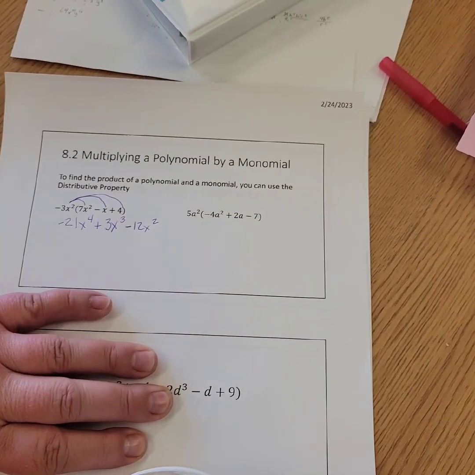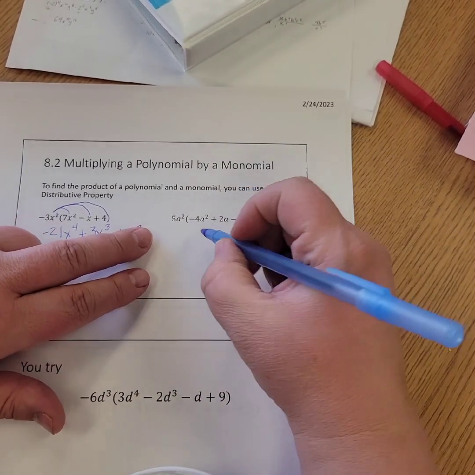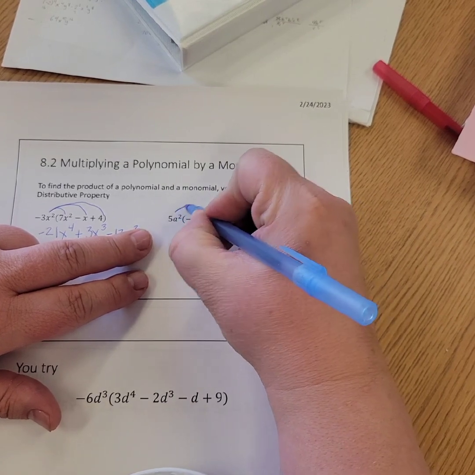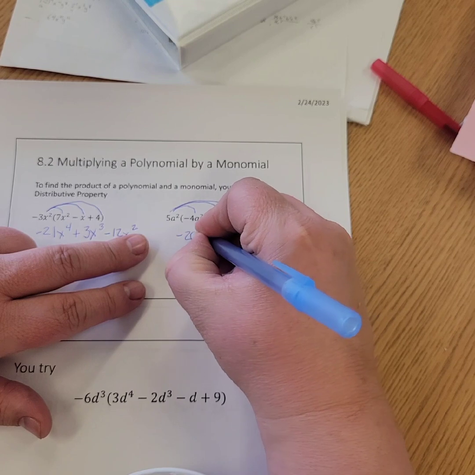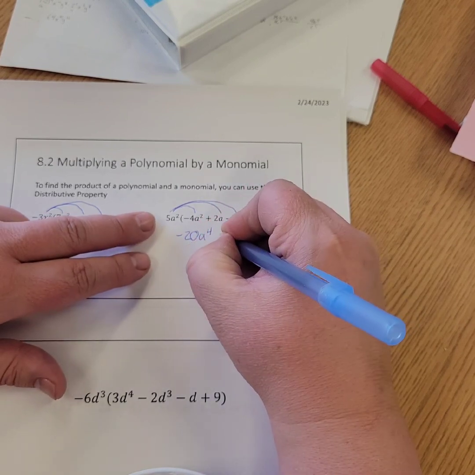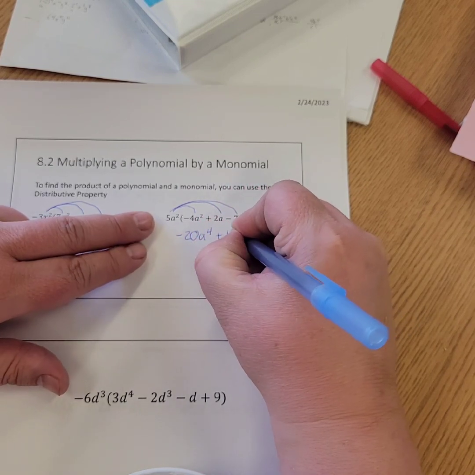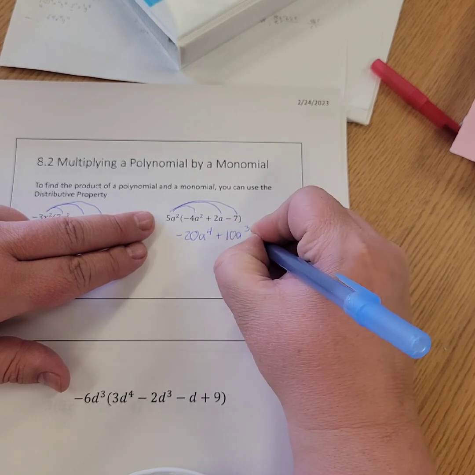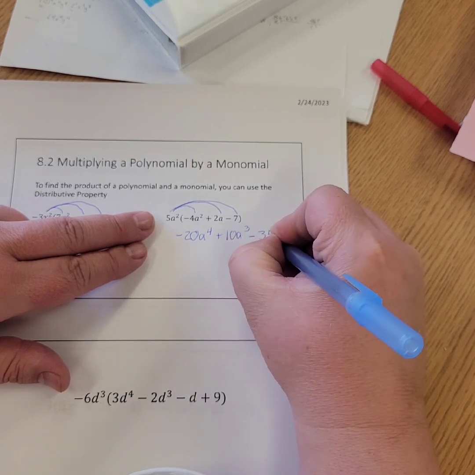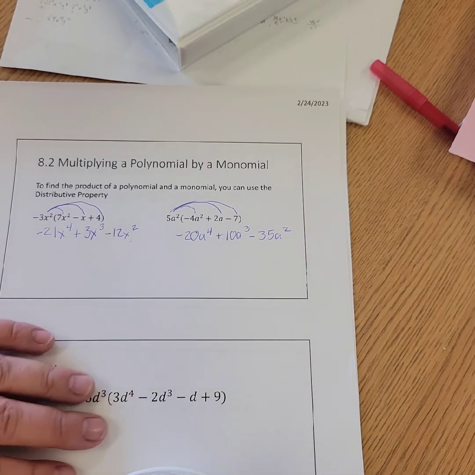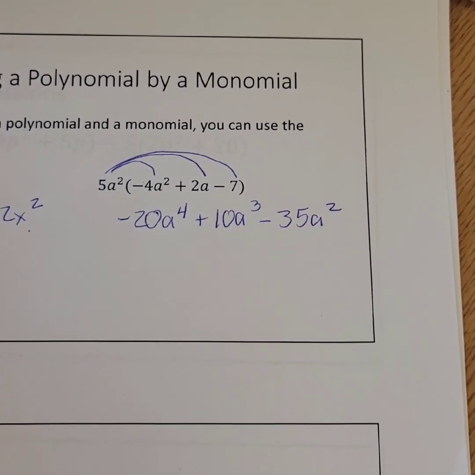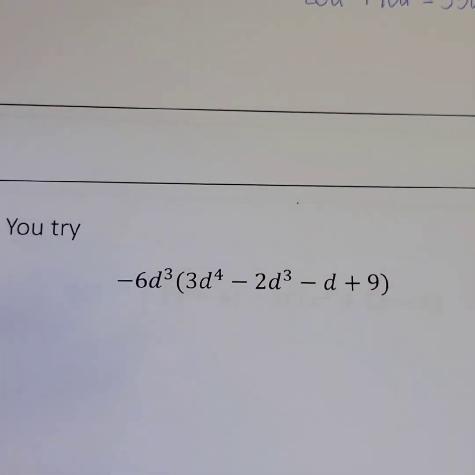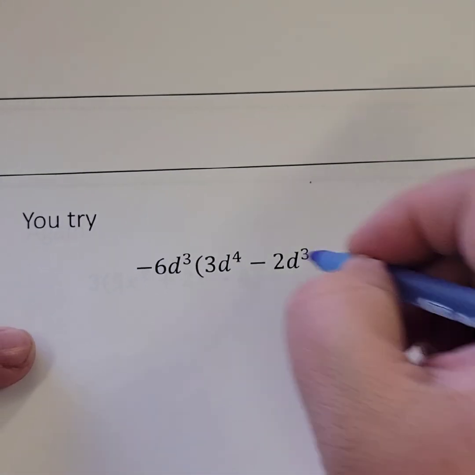And none of these have the same exponent with the x, so that is the answer. Okay? So then we have this, so we'll distribute it in. Okay, so we have negative 20a to the 4th plus 10a to the 3rd minus 35a squared. Okay, so it's just a bunch of practicing. Okay, so let's do that one.